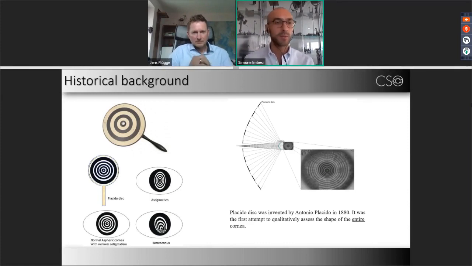The principle behind the Placido disc was really simple. The closer the reflected rings are, the steeper the curvature is at that point, and the farther the rings are from one another, the flatter the curvature is at that point. Here in the picture we can appreciate even the typical cases, first of astigmatism. This is the way the cornea reflects the rings of the Placido disc in an astigmatic eye, and this is the way that the cornea reflects the Placido rings in a keratoconic eye.